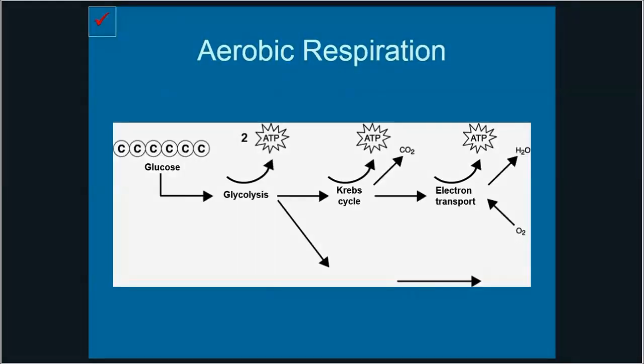So if you follow it along, we just went through glycolysis over here where you took the glucose, broke it into 2 pyruvic acid molecules and created 2 ATP. And then we went to the Krebs cycle. Carbon dioxide is released as a byproduct of that in the presence of oxygen. And through the electron transport chain, we end up making 36 more ATP molecules and releasing water.